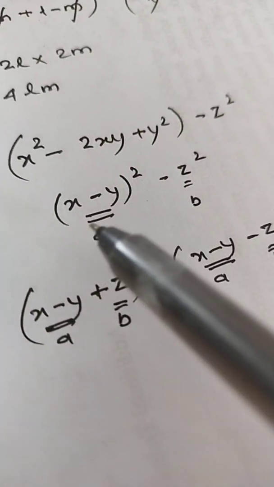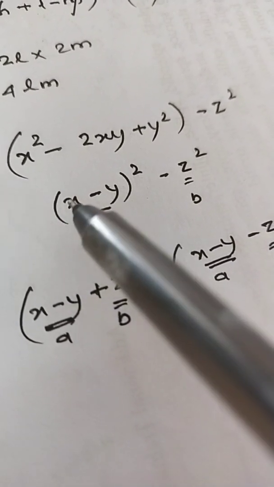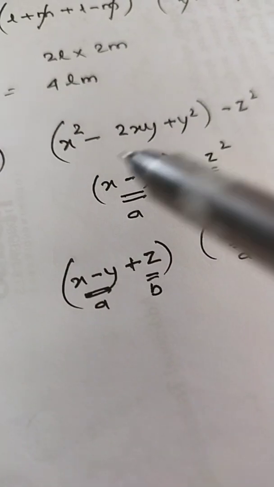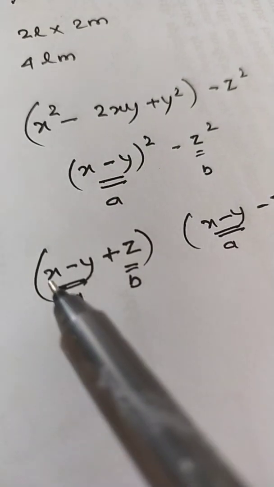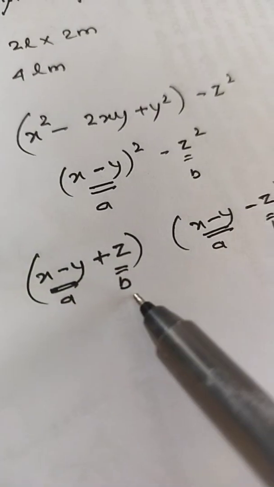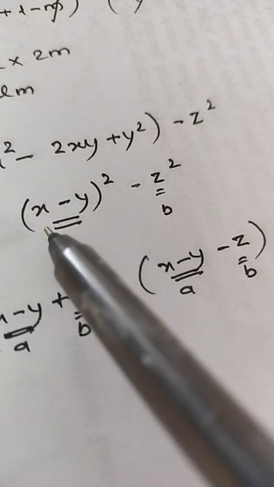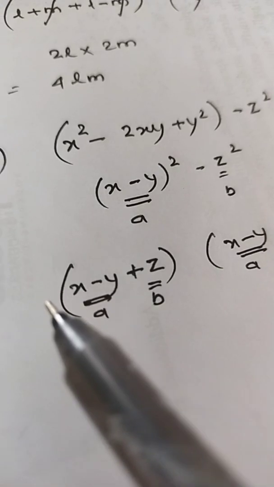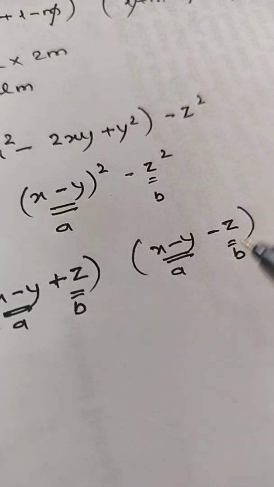Now finally we'll use the a square minus b square identity. Now we'll take this whole as a, that is x minus y as a and z as b. So what is the first thing that we'll write in the bracket? A plus b, isn't it? So what is a? A is x minus y. So this will be considered as a plus b. And then in the second bracket what do we have to write? A minus b. So what is a again? X minus y. Then again we'll put this minus sign, and what is b? B is z. So this is your required answer. X minus y plus z, x minus y minus z.